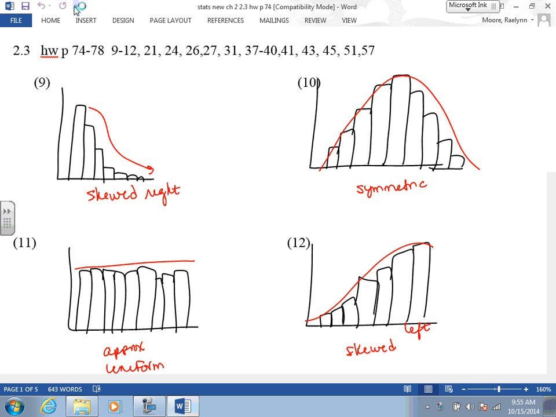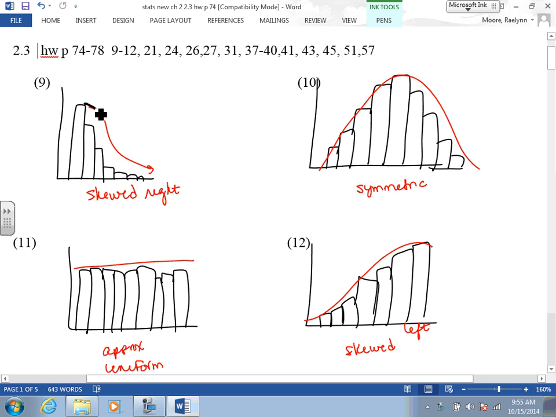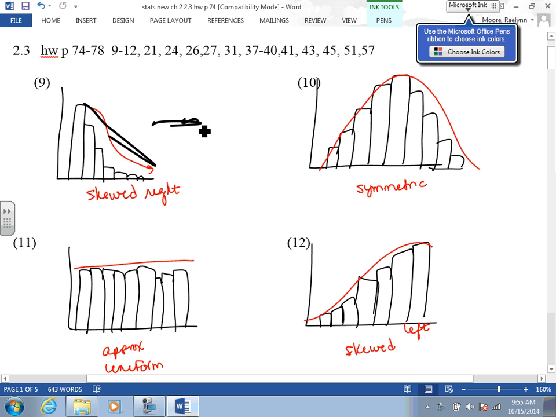This guy, follow the tail. This is skewed to the right. So it means the mean, this is interesting, right? This is interesting.